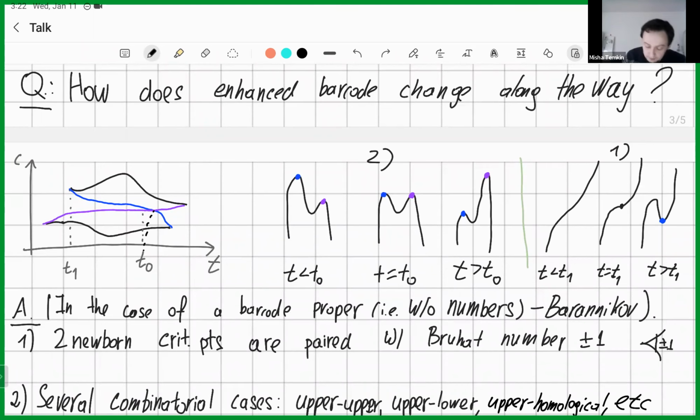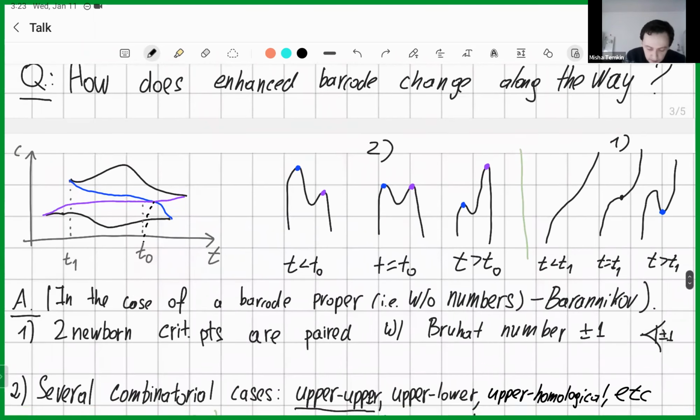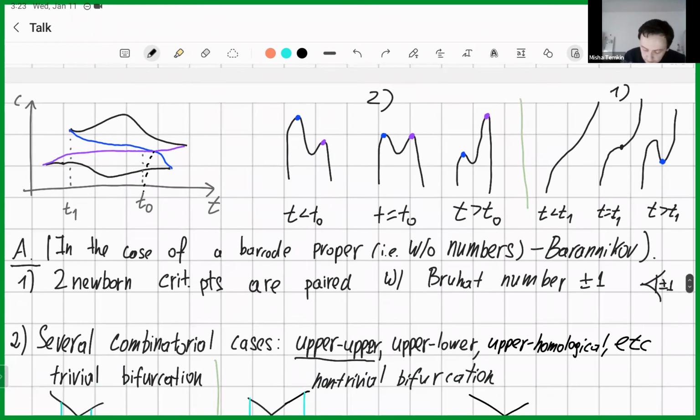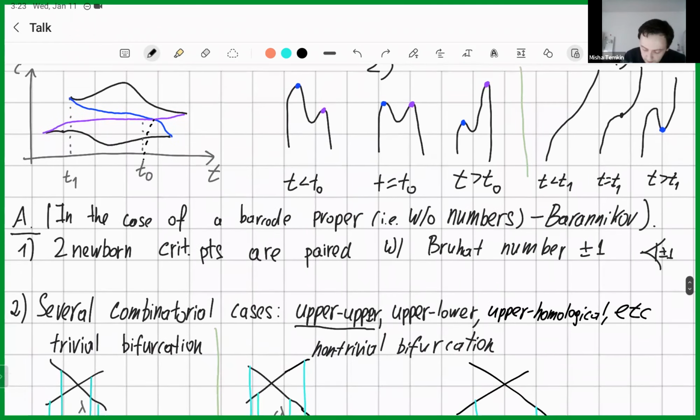And then much more interesting is case number 2, where we have two critical points on the same level. And then there are several combinatorial cases of this, like if both are upper in the pair, if there is one upper and one lower, if one is upper and one is homological. So there are like five different cases. But they're essentially the same. So let me consider only the case of uppers. So both points which collide are upper in their pairs.